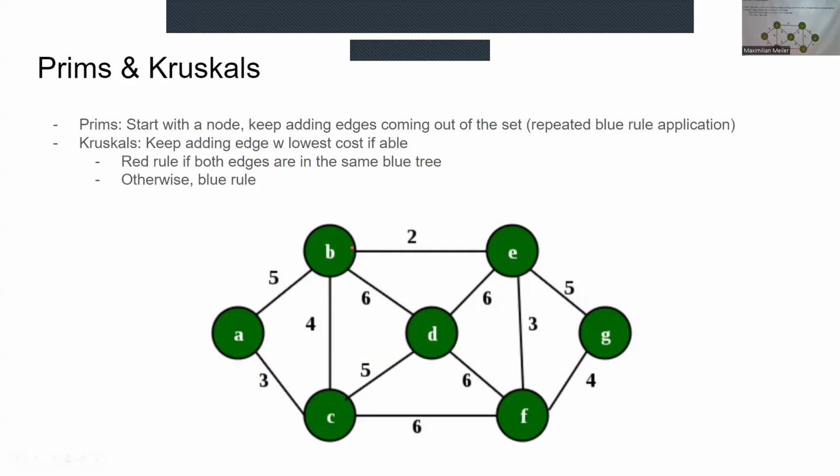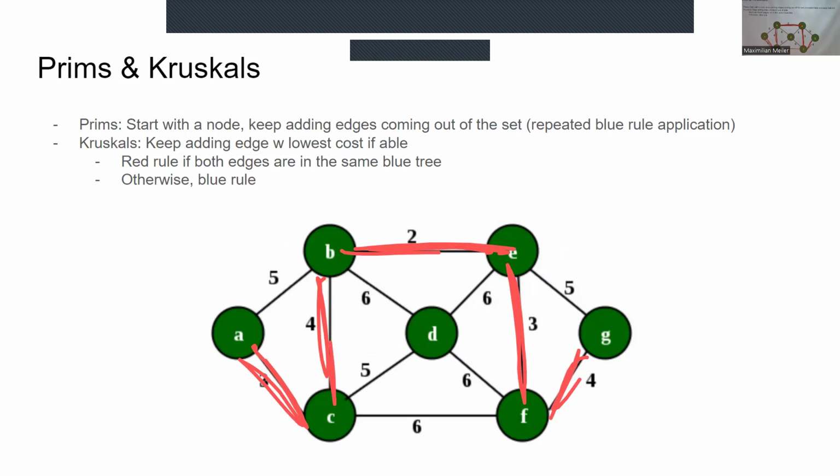It just adds the edge with lowest weight if you're able to. So this 2, you can just do. This 3, you can just do. Where's 4? It's over here. Oh, there's another 3 over here. Yeah, there's 3, and then there's 4. And then it starts to get interesting.